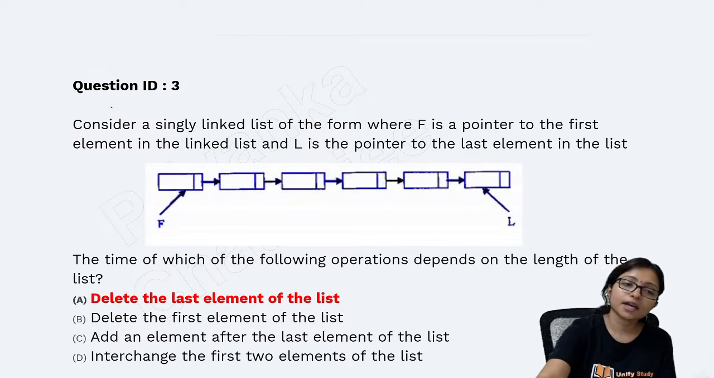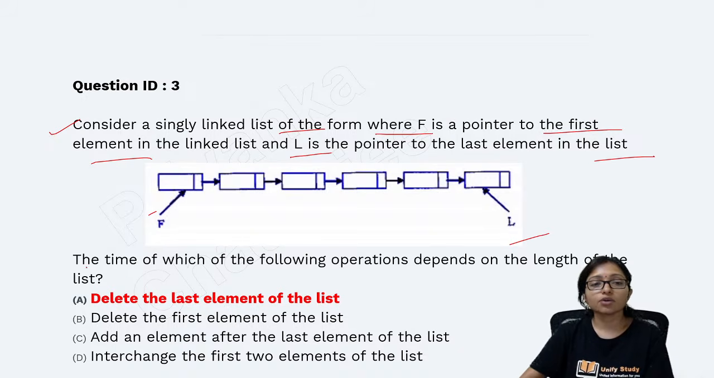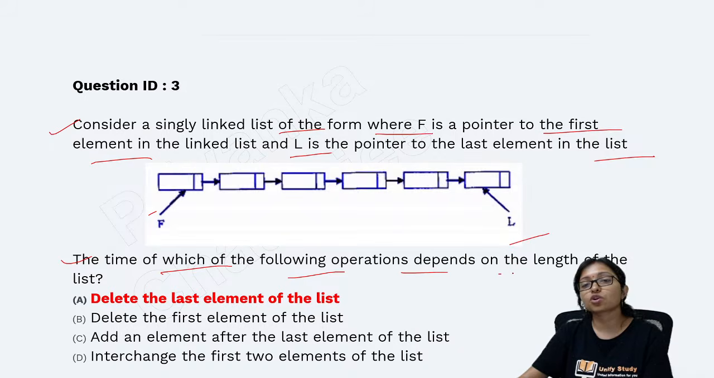Okay, answers are coming here. Yes, so the answer will be here. Consider the singly linked list where f is the pointer to the first element, so the first element is given here, and l is the last element. Now, the time of which of the following operations depends on the length of the list? That is, delete from the last.